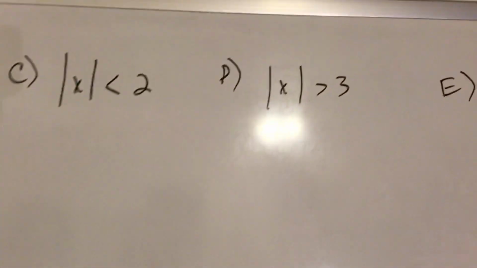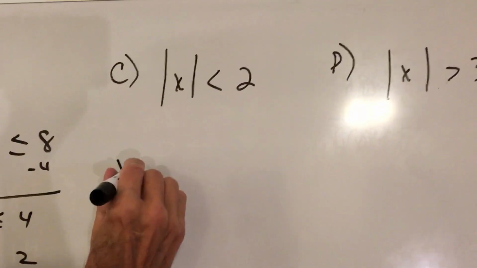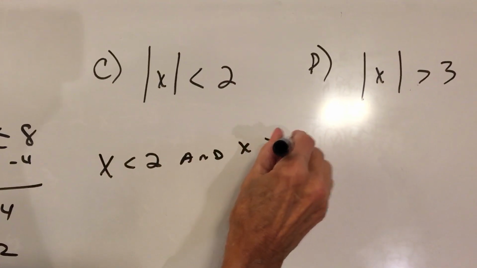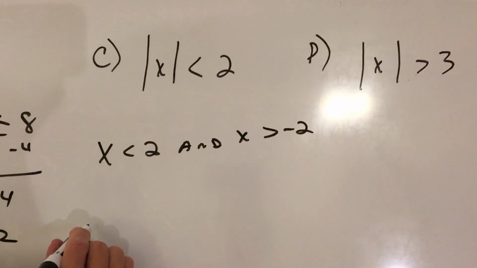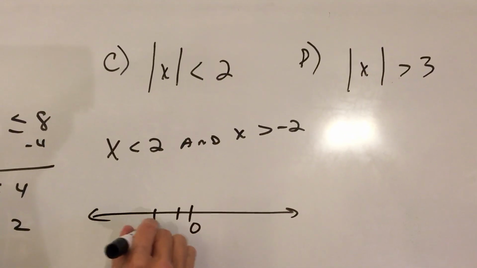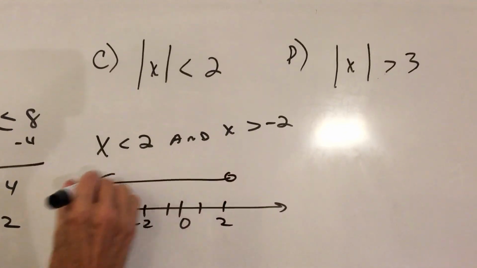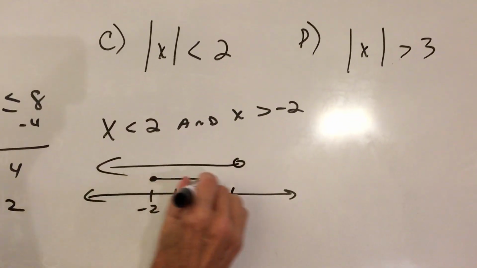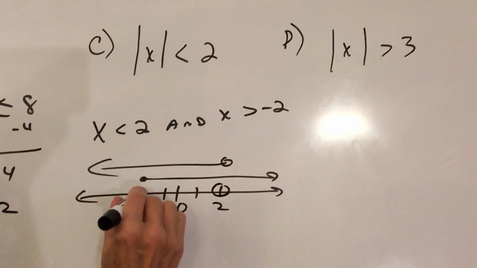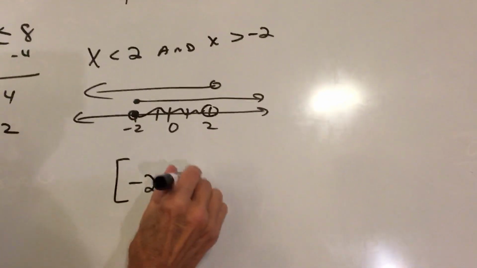And then we have absolute value. The absolute value of x being less than 2 means that x is less than 2 and x is greater than -2. How do you graph that? X is less than 2 is this, greater than -2 is this, and is where they overlap. And that is from -2 to 2.